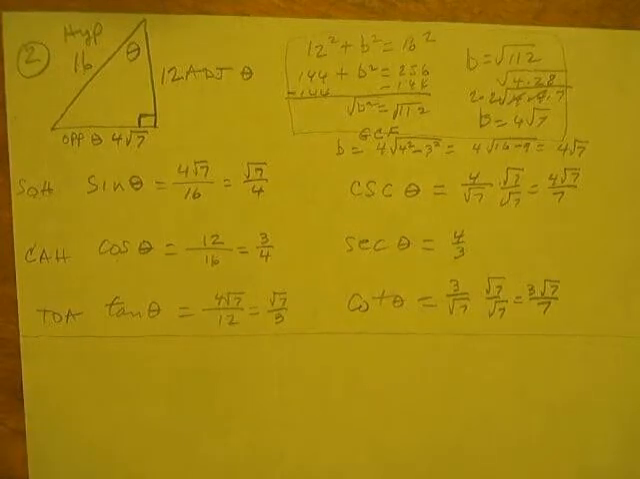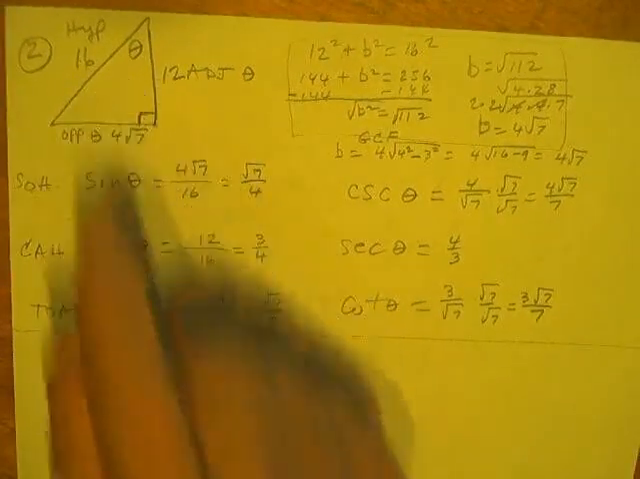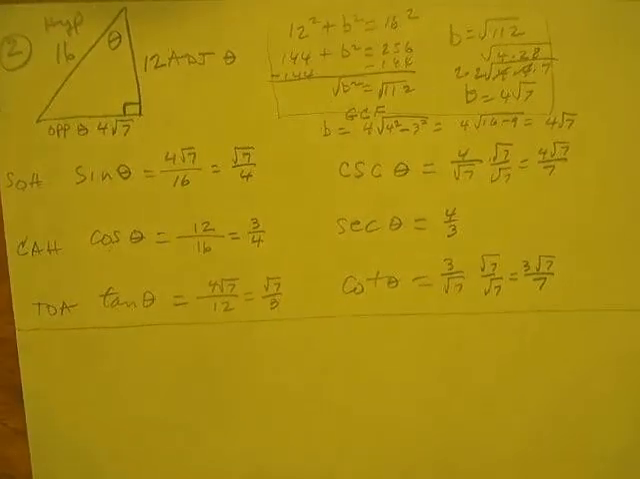Okay, so that's not too bad. On that one, it actually looks pretty easy. You're just going to have to deal with finding the missing side. If they don't give it to you, you're going to have to deal with finding the missing side.